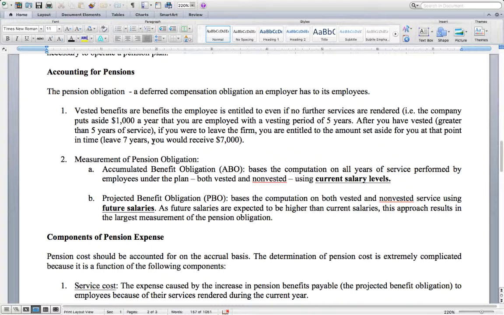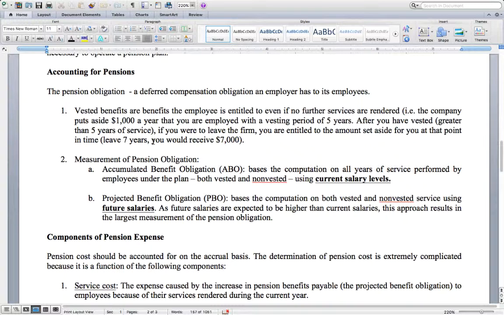First, I highlight vested benefits. Vested benefits are the benefits the employee is entitled to even if no further services are rendered to the company. Under this example I have put here, every year the company sets aside $1,000 a year that you are employed, and they said if you stay with the firm for 5 years, after that period you will receive the full amount of money set aside. Therefore, once you have greater than 5 years of service, and if you decide to leave the firm, you will be entitled to the entire amount that the company was obligated to pay you, which would be the 5 years times $1,000 or $5,000.